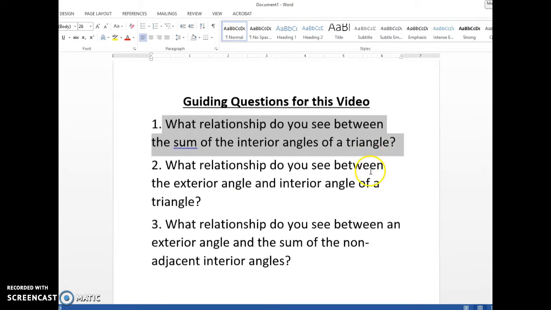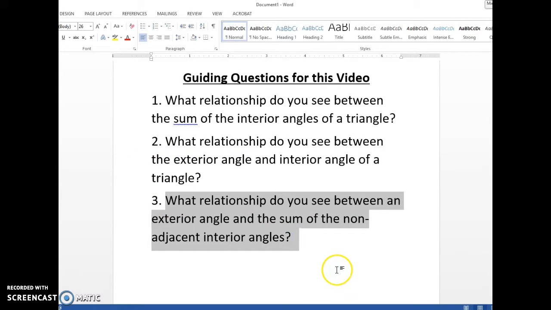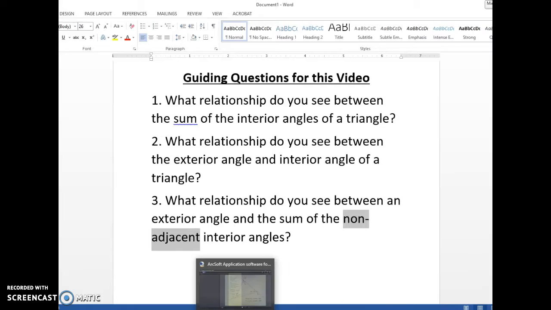Going back to our guiding questions, I want you to look at the relationship you see between the sum of the interior angles of a triangle. Now that you have the exterior, I want you to find what relationship exists between the exterior angle and the interior angle of a triangle. And lastly, what relationship do you see between the exterior angle and the sum of the non-adjacent interior angles? So the word non-adjacent, remember, is the ones not next to the exterior angle.